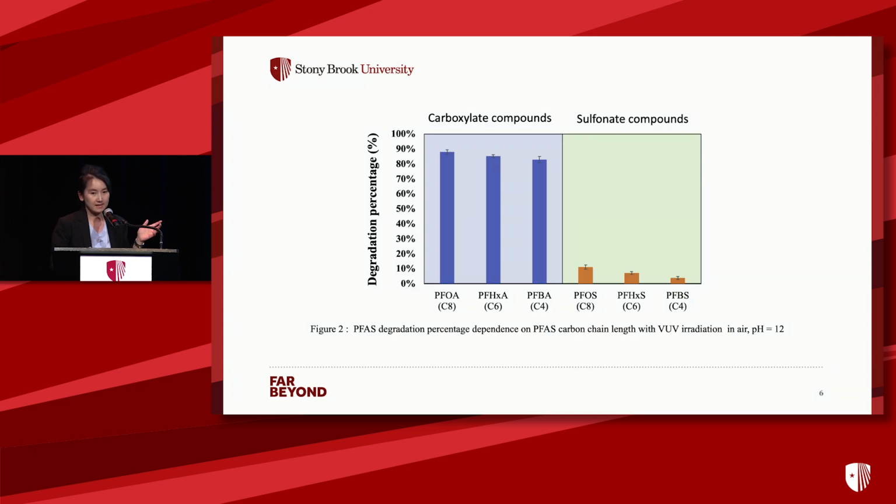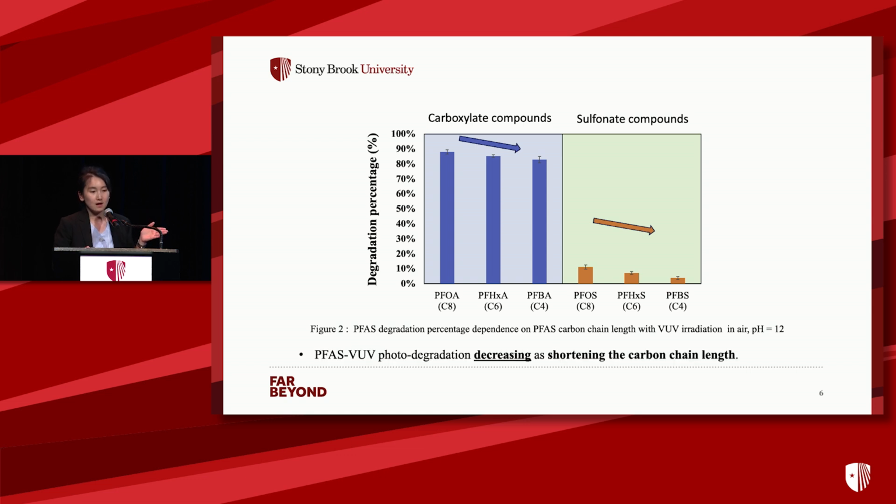In addition, we examined the impact of chain length on PFAS degradation using vacuum UV. We observed that as the carbon chain length decreases, the PFAS degradation rate decreases as well. So we conclude that vacuum UV is more effective for long chain PFAS decomposition compared to short chain PFAS decomposition. That is also one of our research goals.